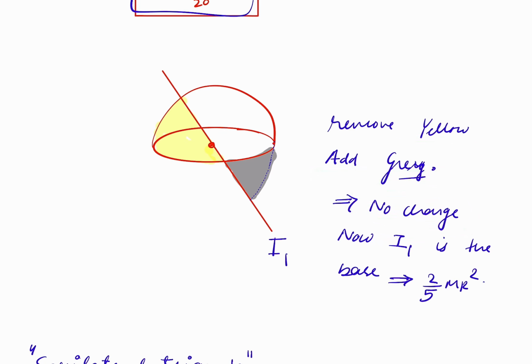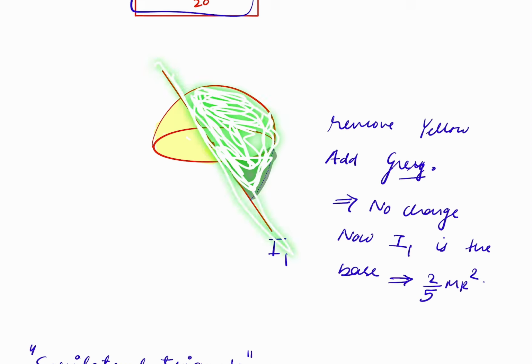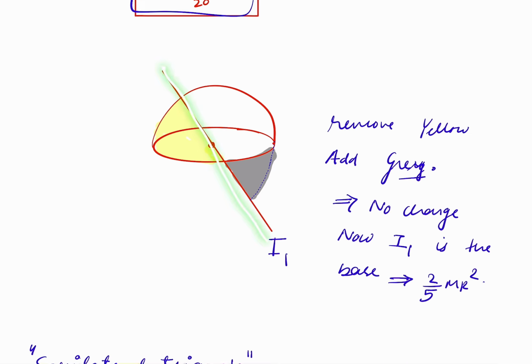Now if you see this portion that I am shading at this moment, right? So this portion would become nothing but a hemisphere, and hemisphere about this base is what? 2 by 5 mr square, right? So moment of inertia of this given question is 2 by 5 mr square. Clear? Okay, not a big deal.